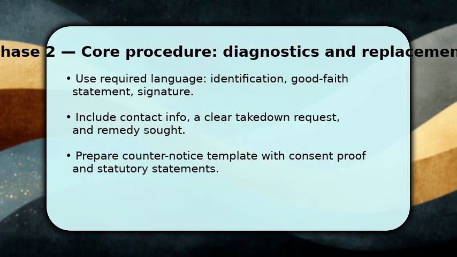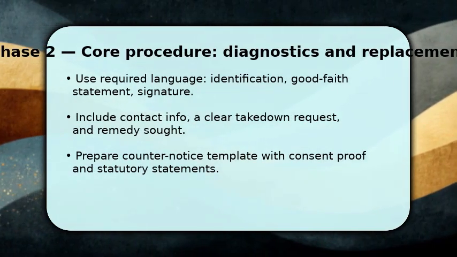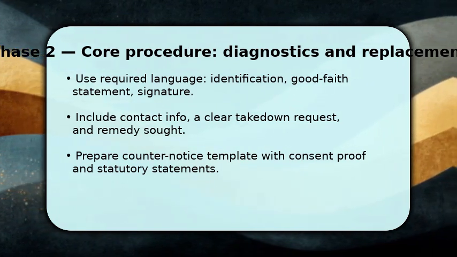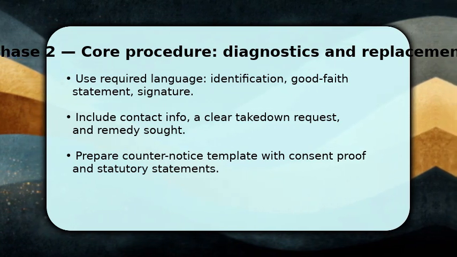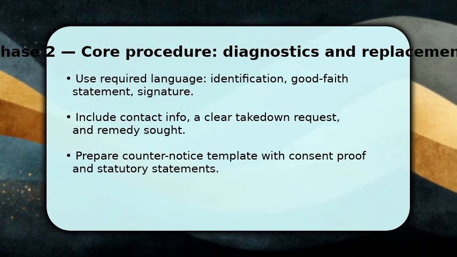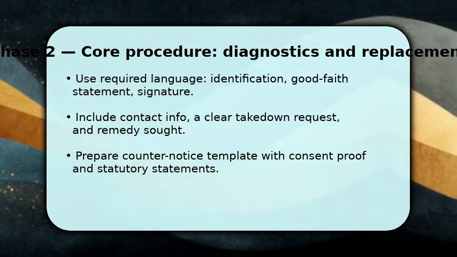You now draft the DMCA takedown and counter notice correctly. Follow statutory language for identification, a good faith belief statement, and a physical or electronic signature. Once drafted, attach your gathered evidence and state the remedy you want, such as removal or attribution.